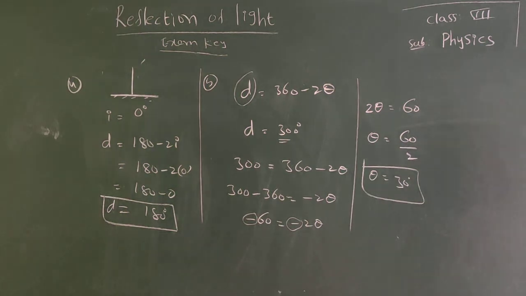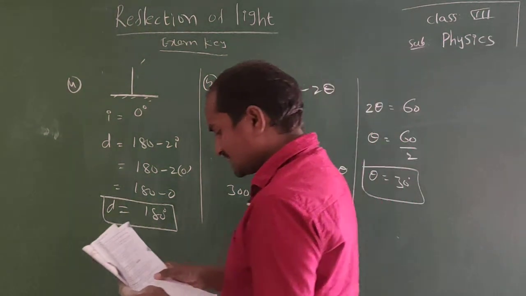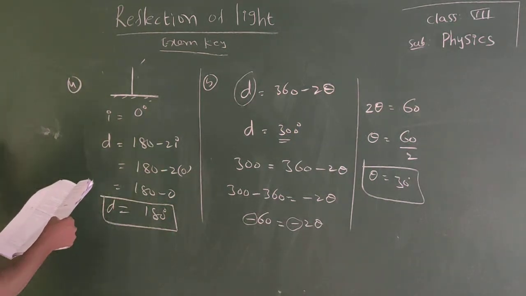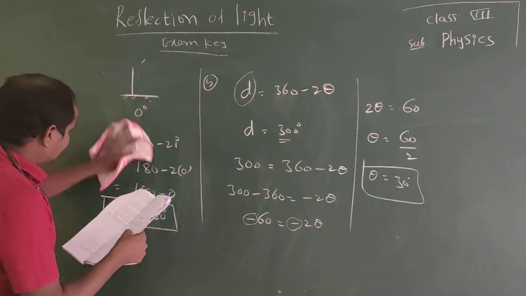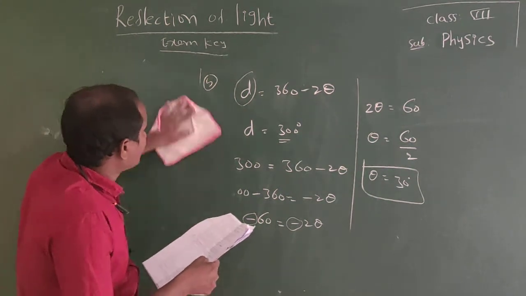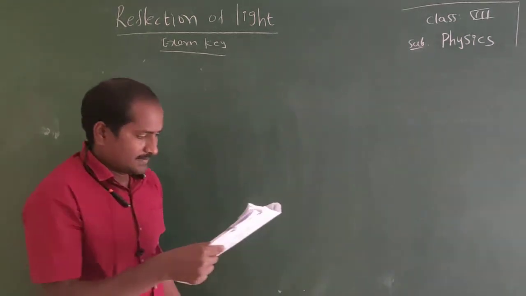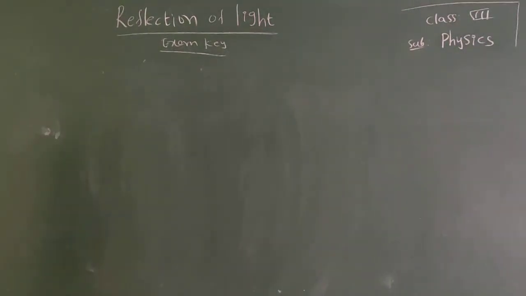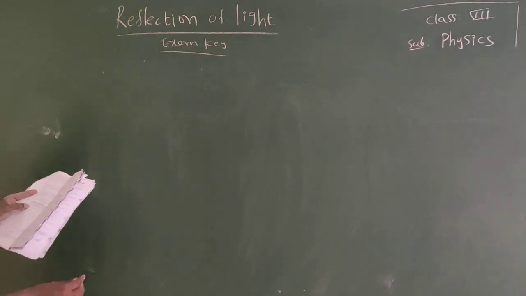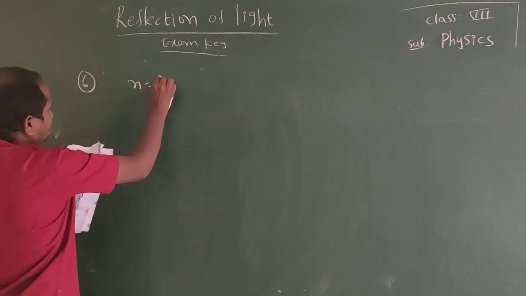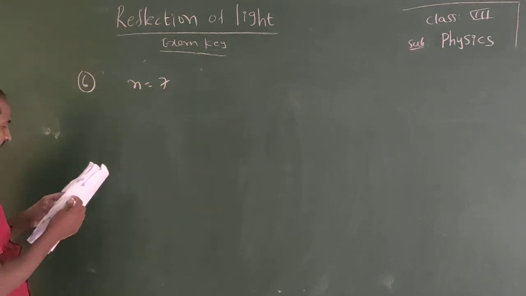Sixth one. An object is placed between two plane mirrors inclined at an angle to each other. The number of images is found to be 7. The angle of inclination is, so here in the sixth one, n is given equal to 7. Then find the theta value.